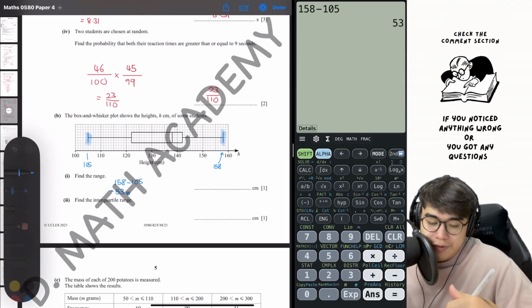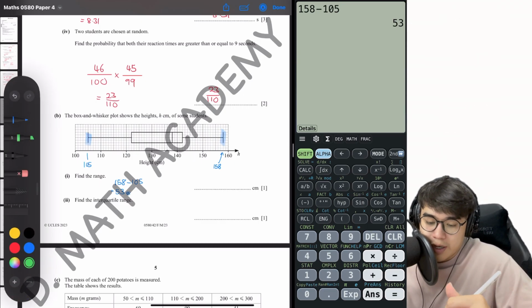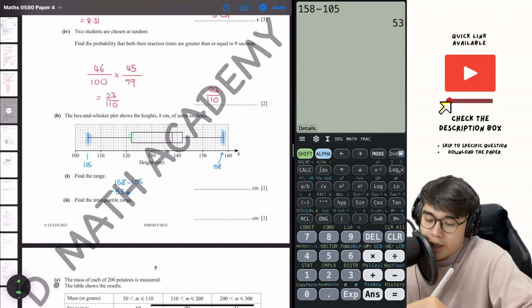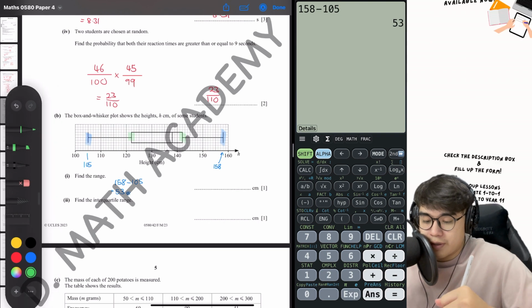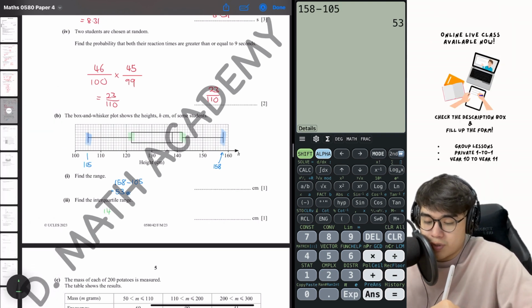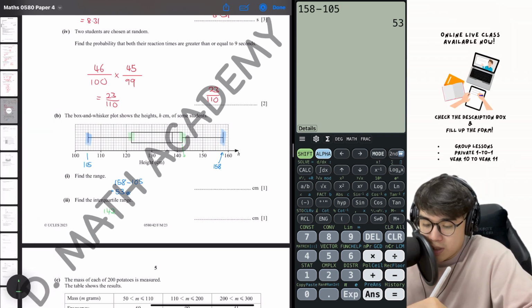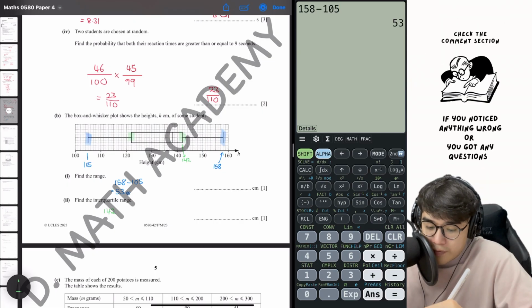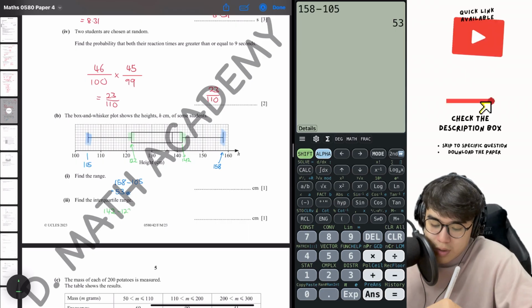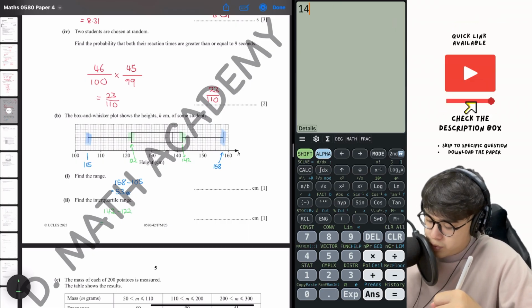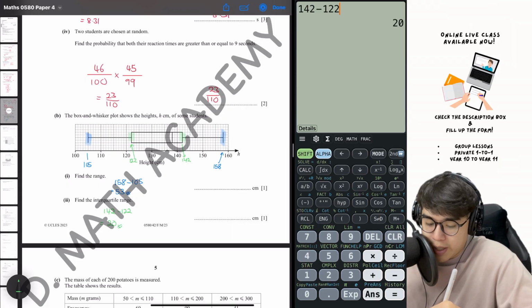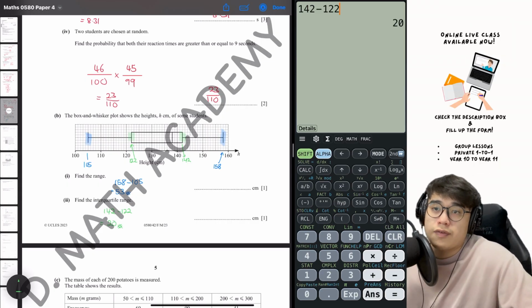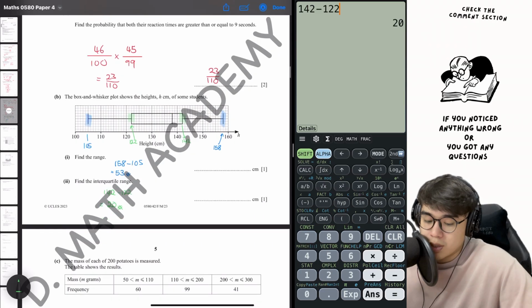Interquartile range is referring to the green color that I shaded here, which is your Q1 and your Q3. So Q3 minus Q1: you get 142 for this, and then for here, you have 122. 142 minus 122, you will get the final answer as 20. That's for your interquartile range.